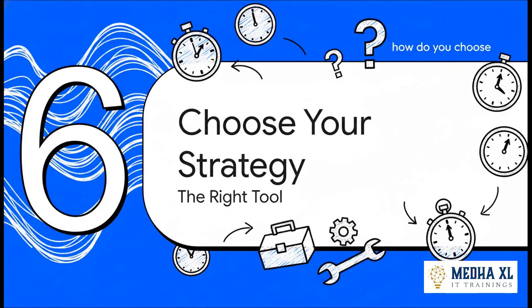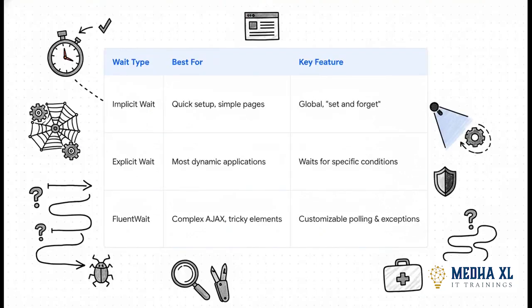Okay, so we've looked at the three main types of waits. The big question is, how do you actually choose the right one for your automation project? It's all about using the right tool for the right job. This chart right here is your cheat sheet. Honestly, for super simple pages, or maybe a quick proof of concept script, an implicit wait can get the job done. But for any professional, long-term project, especially with a modern dynamic web app, the explicit wait is your best friend. It gives you that perfect mix of reliability and control. And then, for those rare, super tricky edge cases, you've got the FluentWait in your back pocket.